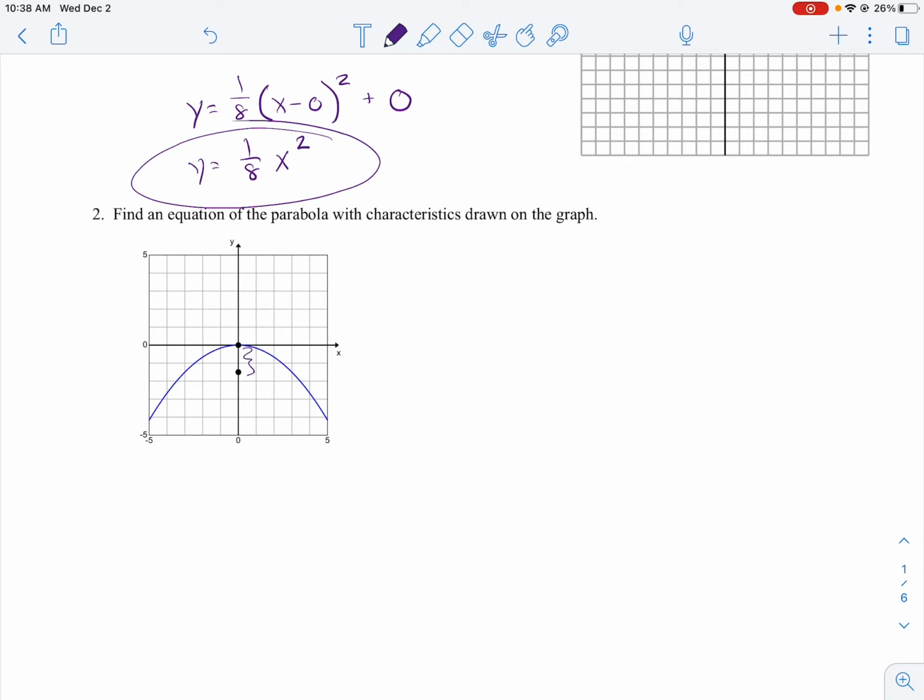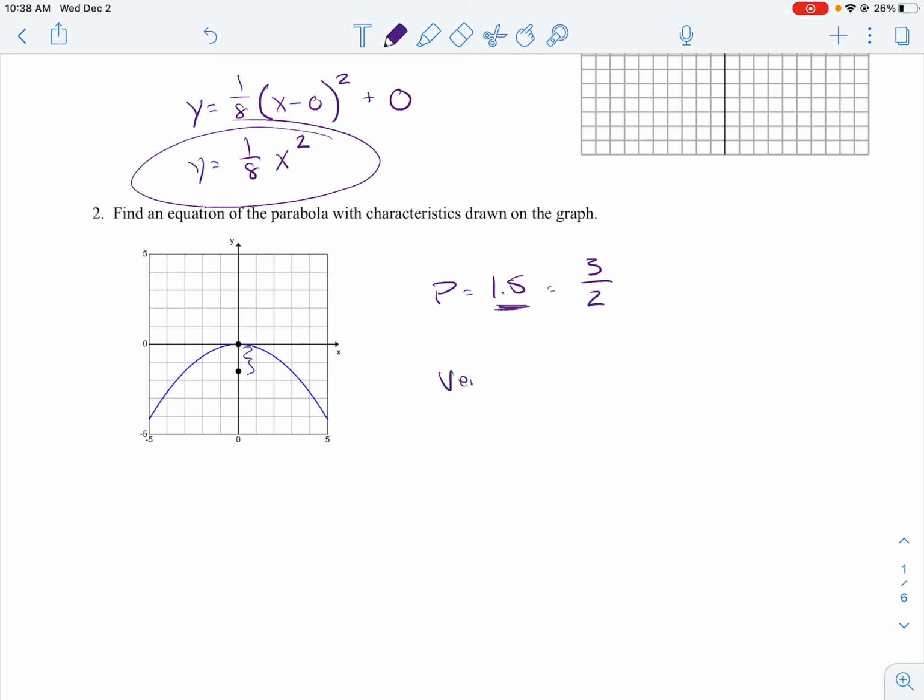It looks like this p value right here is 1.5, or 3 divided by 2, however you would like to write that. I prefer the 1.5. It might make for a nicer computation, but we will see. So anyway, our p value is this. Now our vertex again is just 0, 0. So that's nice.